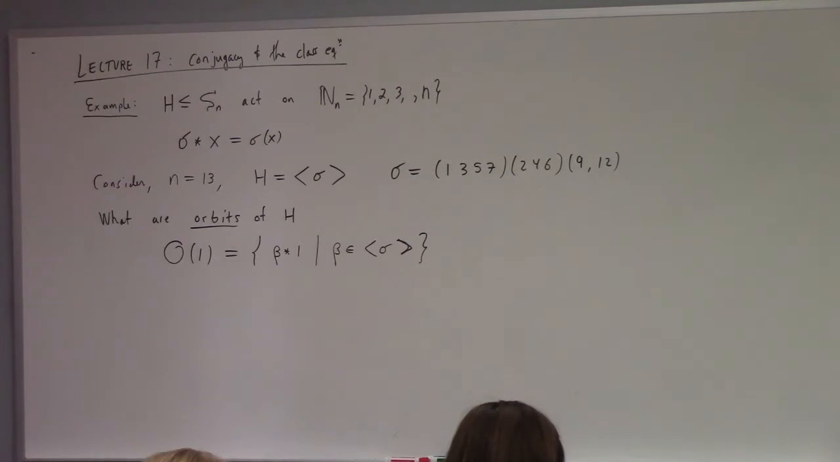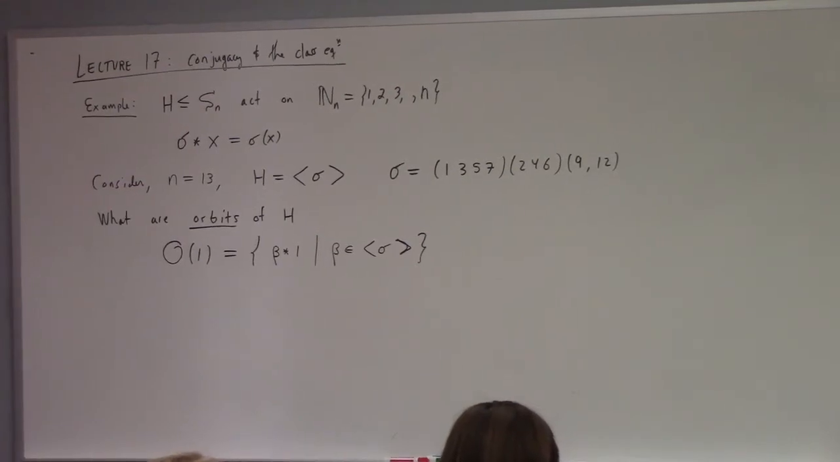So what is that? I mean, beta is really just sigma or powers of sigma, right? Sigma or sigma squared or sigma cubed or sigma to the fourth. How far do I have to go before I run out of new sigmas? What's the order of H here? 12? I think I'll buy that. The least common multiple of 4, 3, and 2 is 12. Sure. So this is a group of order 12. I will agree.